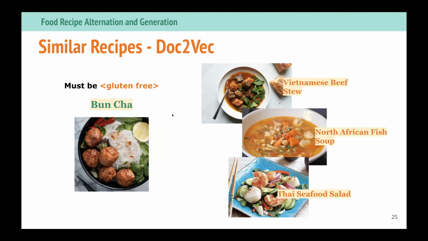Of course, we can try it in a specified diet catalog. There is a Vietnamese dish called bun cha. Actually, it's thin rice noodles with meatball topping. If you are gluten-free but still want a similar dish, you could try Vietnamese beef stew, North African fish soup, or Thai seafood salad. They are made from as similar ingredients and cooking methods as possible, but without any gluten.